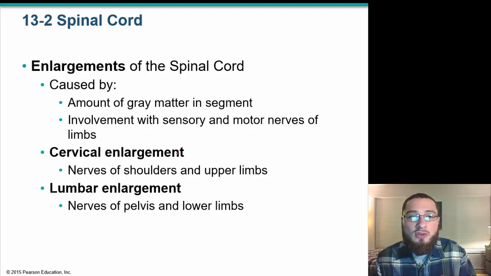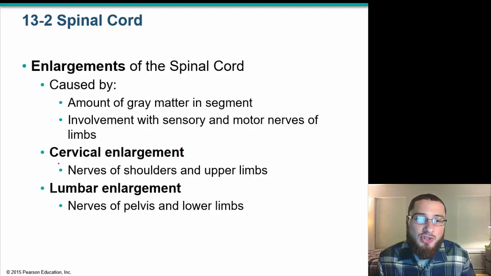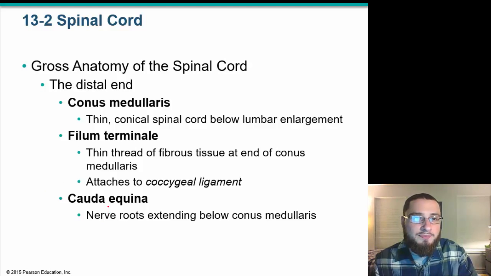Enlargements of the spinal cord. The spinal cord is not just one width throughout; we have enlargements to it. There's going to be a cervical or neck enlargement, which holds the nerves of the shoulders and the upper limbs. And then you're going to have the lumbar enlargement, further down past the thoracic area, and that's going to connect to the nerves of the pelvis and the lower limbs.